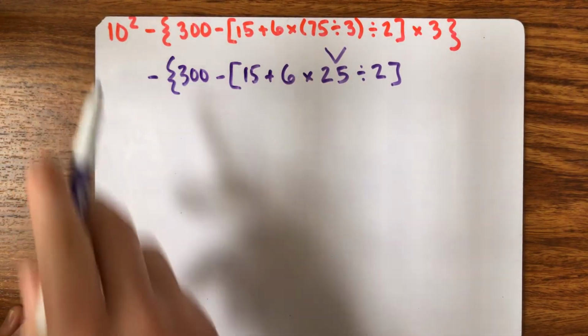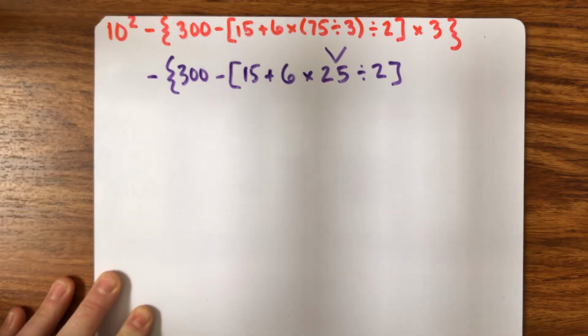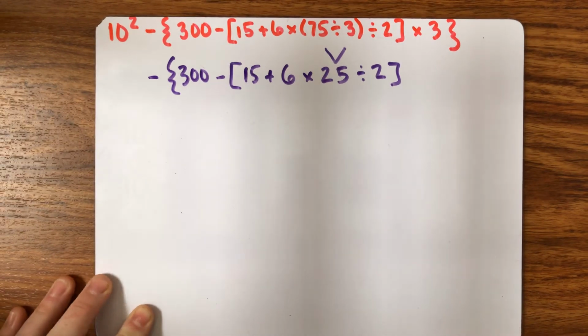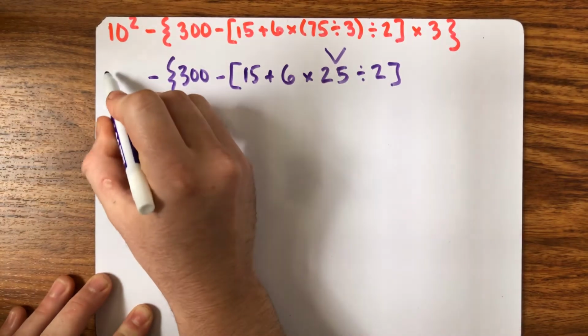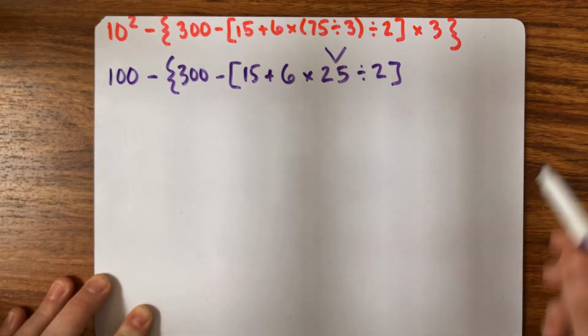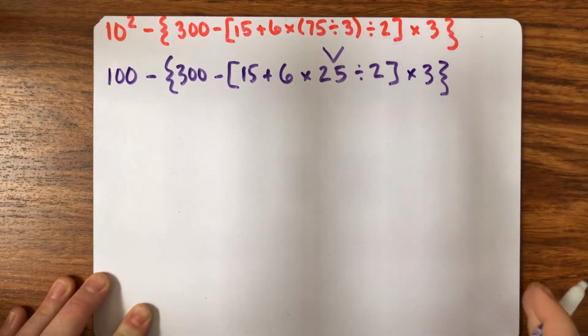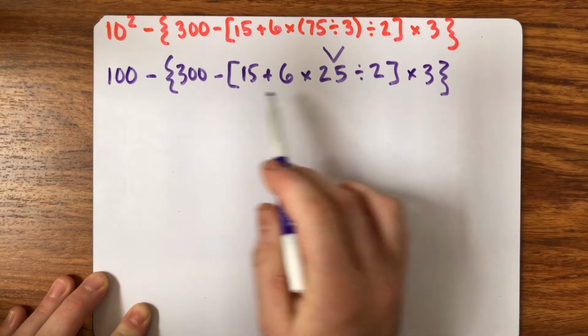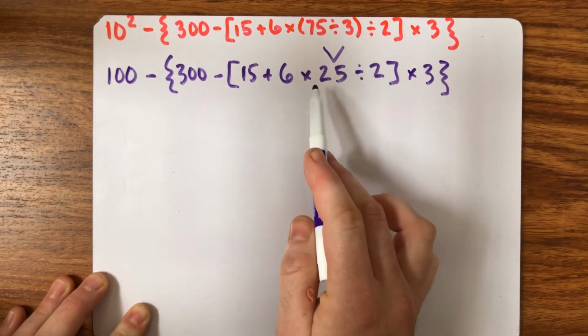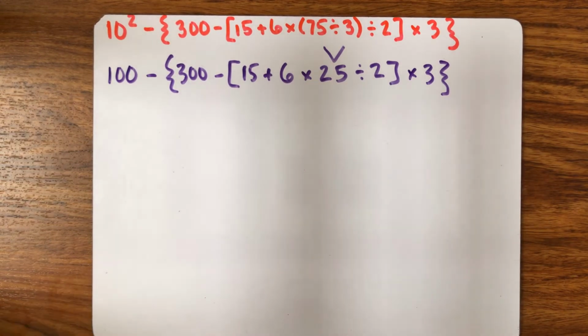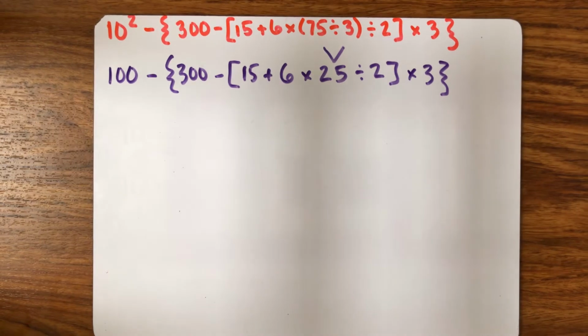And then we can also even solve 10 to the power of 2. Remember, it's not 10 times 2, it's 10 times 10. So we would get 100. And then we multiply by 3 with our braces. So the next thing we do is inside our brackets. I have multiplication, and then I also have division.